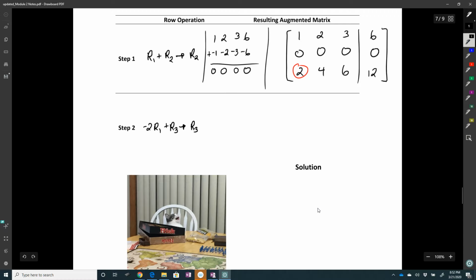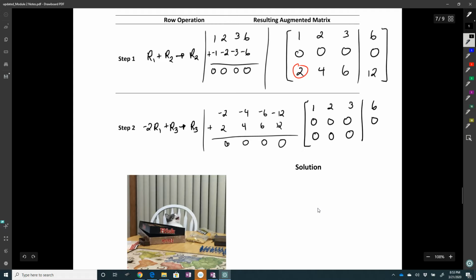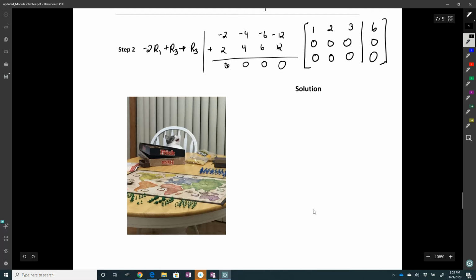And we do the math. Notice that this becomes negative 2, negative 4, negative 6, negative 12. 2, 4, 6, 12. Add them up. And again, another row of all zeros. So I have 1, 2, 3, 6, all zeros in the second row, and all zeros in the last row. So in this case, there's still infinite solutions.